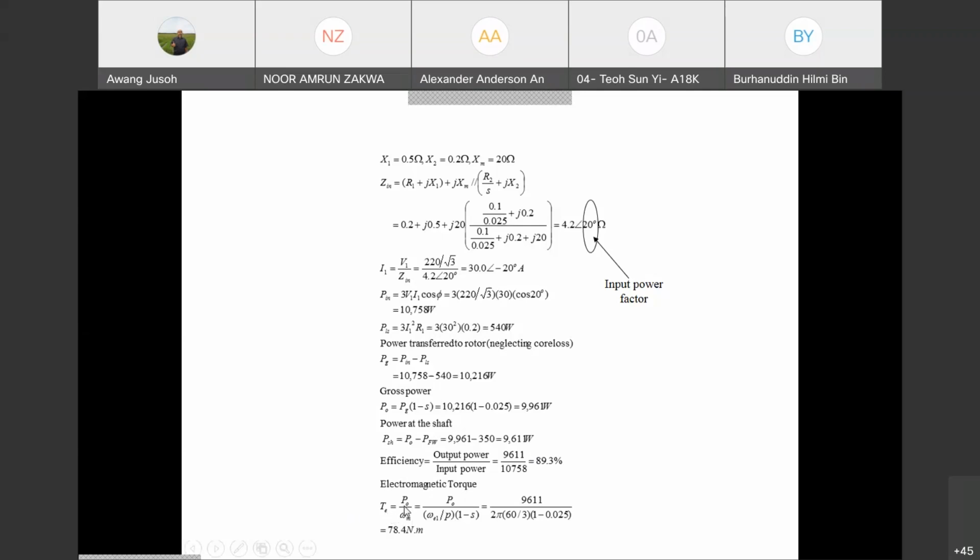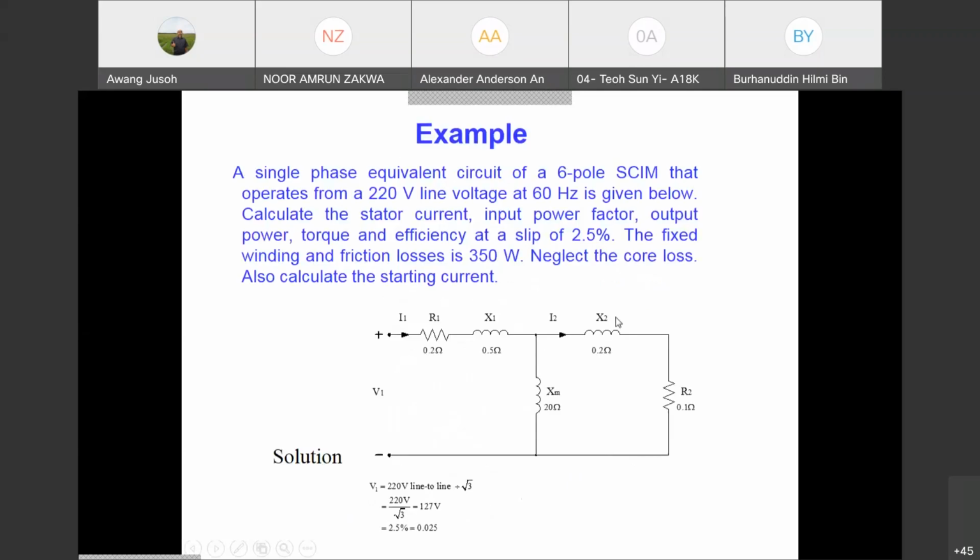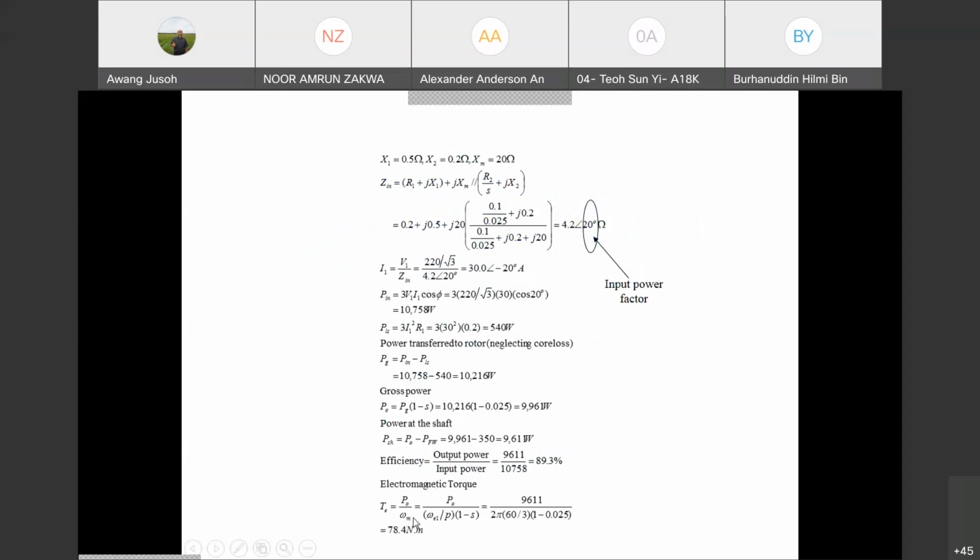Torque, you can use the formula from before. What is the formula? PM divided by omega M. Or you can use PAG divided by omega S. Omega S is 120F divided by P, where P is 6. You can calculate omega S also, or you can use this formula with omega M, the rotor speed.